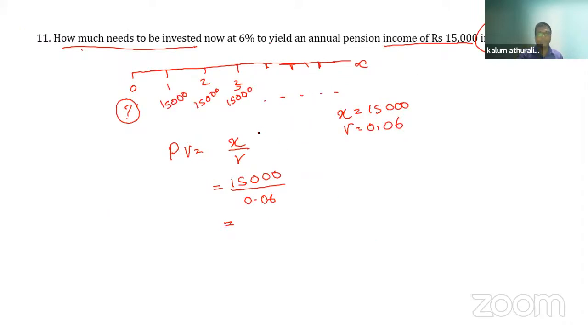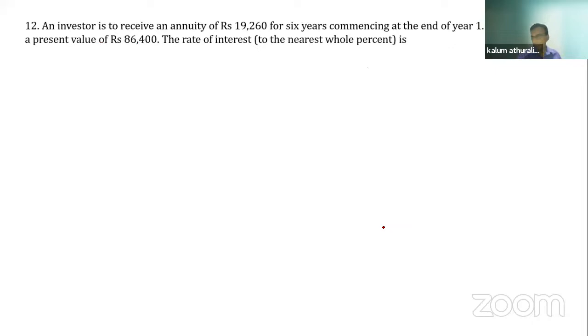Right. Here, this is a perpetuity. Then 15,000 divided by 0.06. It is 250,000 rupees. Right. Then go to the next.